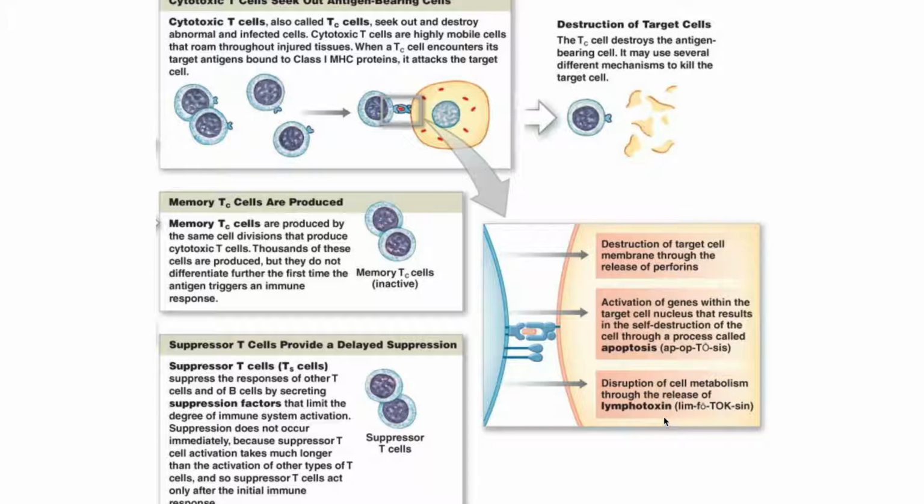Then the memory T cells are produced in case we're exposed to that same antigen again. We'll be able to mount a stronger and faster and better response to it and probably knock it out before we even know we're sick. And then we have the suppressor T cells. They provide a delayed suppression of the immune system so we don't attack our own cells. So once the pathogen is gone, it's going to turn off everything.